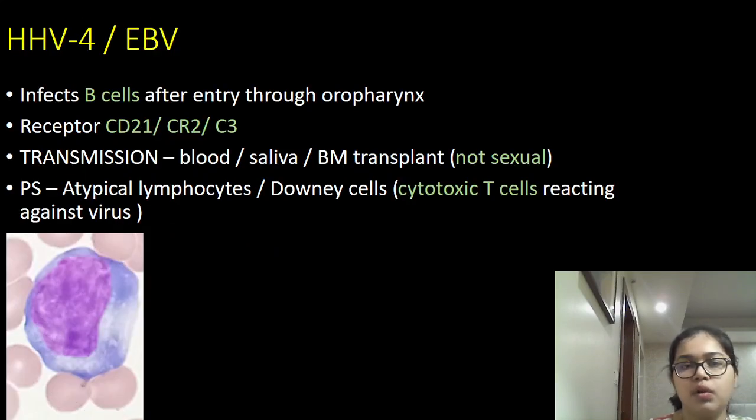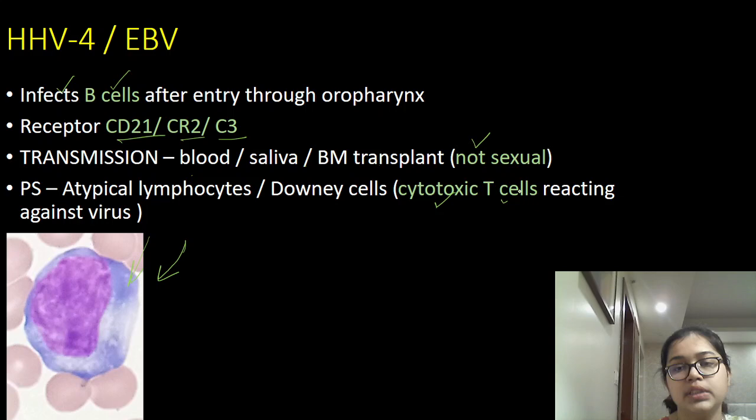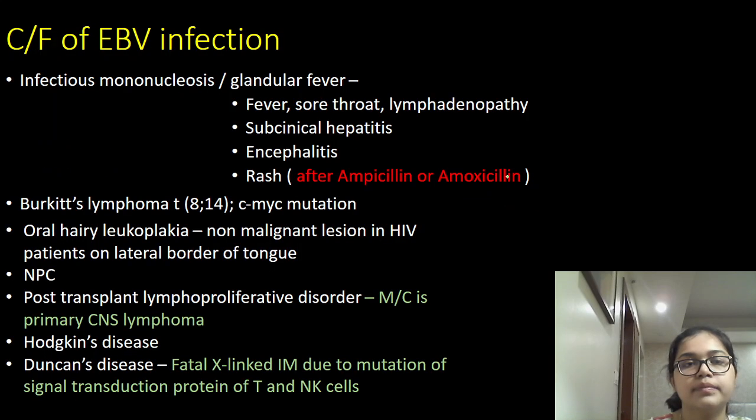Human herpes virus 4, or Epstein-Barr virus, infects B cells, the receptor being CD21 or CR2 or C3d. Transmission is through blood, saliva, and bone marrow, not sexual. That's important to remember. Peripheral smear shows atypical lymphocytes or downey cells with a typical ballerina skirt appearance. Now, what is important to remember is that Epstein-Barr virus infects the B cells, but the atypical cells seen in a peripheral smear are actually cytotoxic T cells.